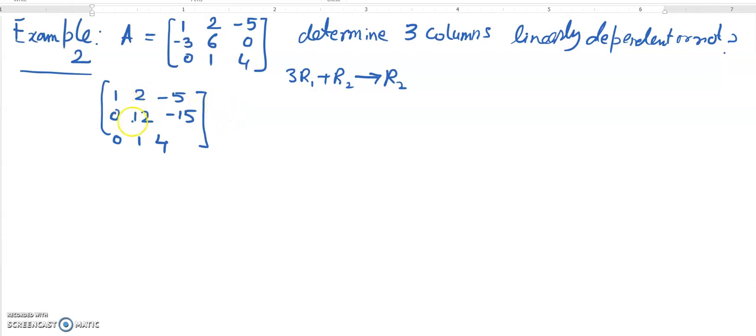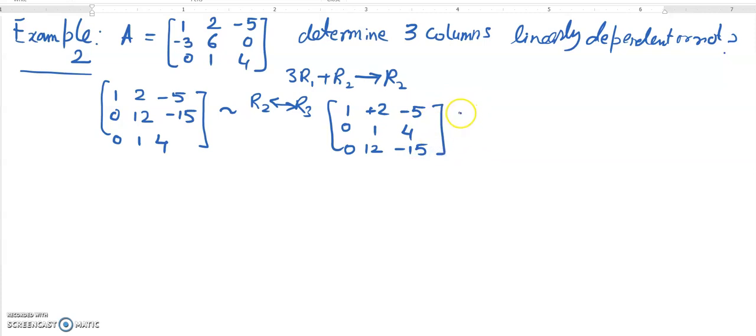It will be actually easier if I interchange these two rows. So in this case, interchange R2 with R3, so that I will have 1 over here. So 1 2 minus 5, and then 0 1 4, and then 0 12 minus 15.